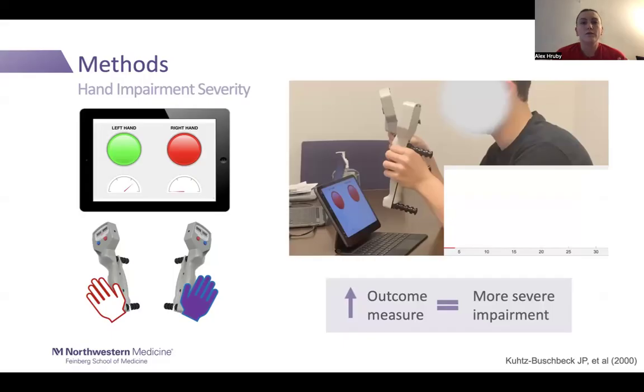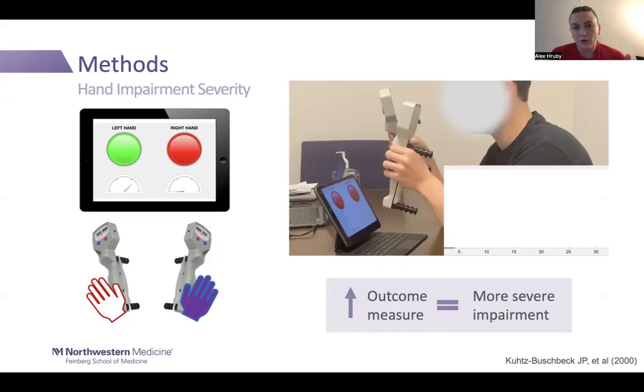When we want to understand the hand impairment severity, they're playing almost like a red light, green light game. They have two dynamometers. These measure forces that they're squeezing, isometric, so it doesn't move. They're just squeezing and it measures force, and it's delivering that information to my laptop. When the light turns green, they're squeezing as hard as they can. And when the light turns red, they're stopping.